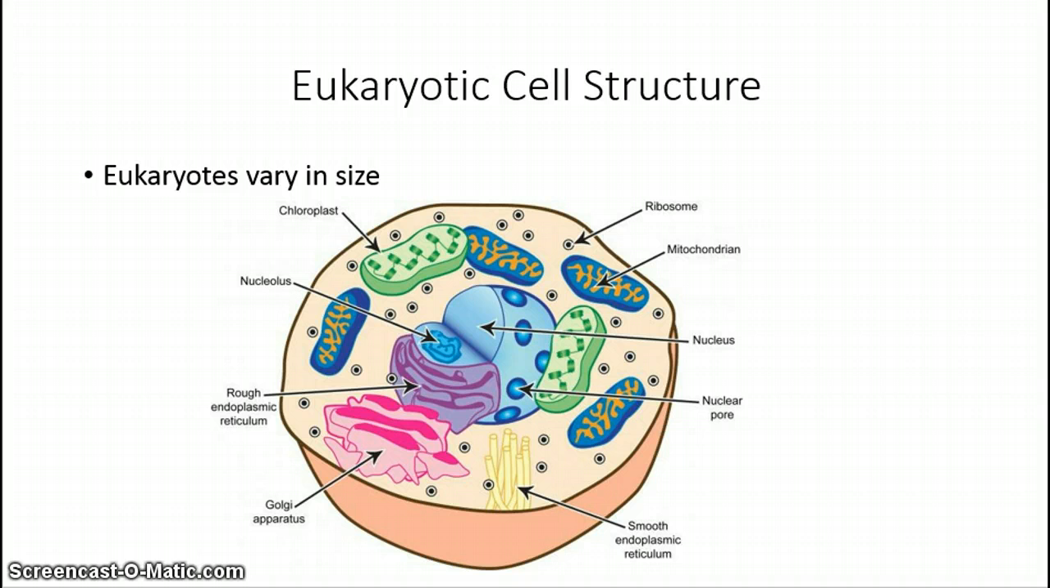So we can find a eukaryotic cell being really small in a plant, but we can also find it in one blue whale to be huge. So they vary pretty much in size.